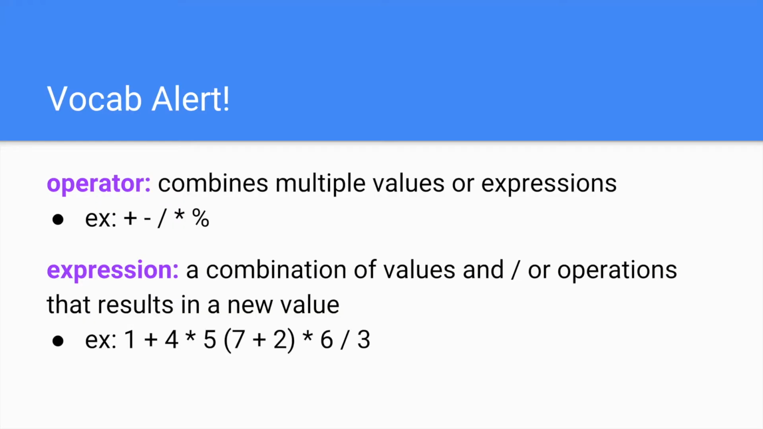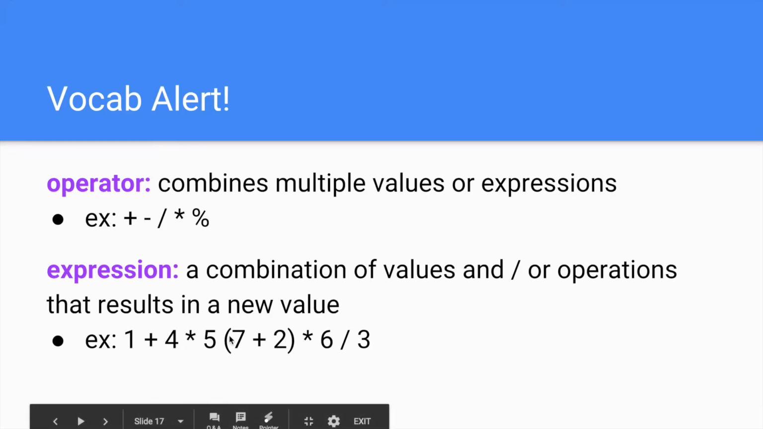So now we're going to talk about expressions. So some vocab. An operator is something that combines multiple values or expressions. And the main ones we're going to focus on are plus, minus, divides, multiplies, and modulus. And we'll talk more about what this means on a later slide. And then expression. An expression is a combination of values and/or operations that result in a new value. An example is 1 plus 4 times 5, or 7 plus 2 quantity, times 6 divided by 3.